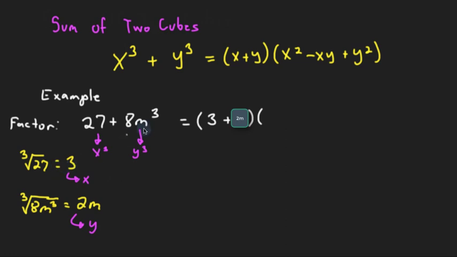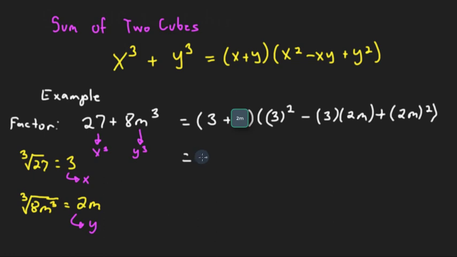Since 3 takes the place of x, this becomes 3 squared. Then xy becomes 3 times 2m, since they take the place of x and y. Plus, since 2m takes the place of y, this becomes 2m squared, because it's y squared. So it should look like that.